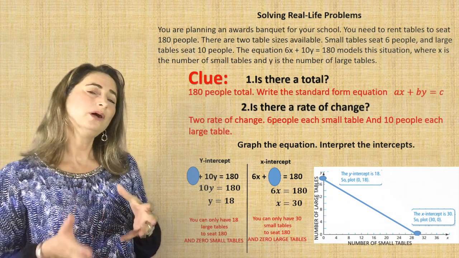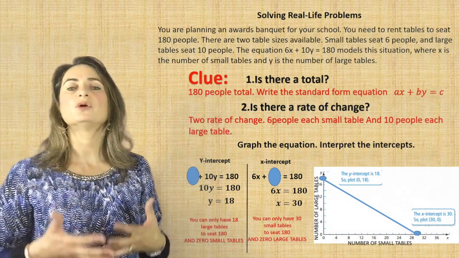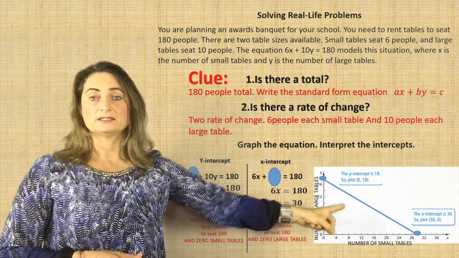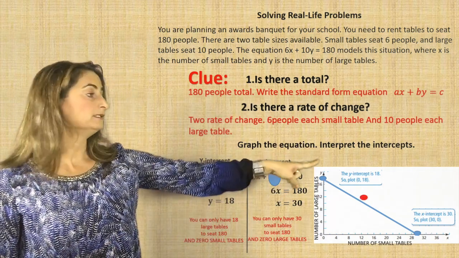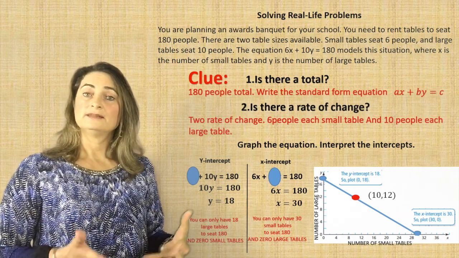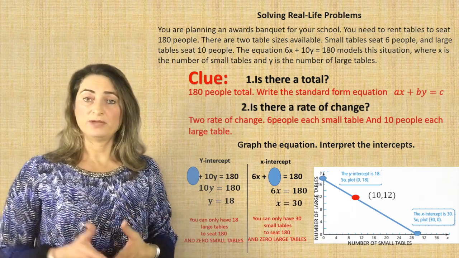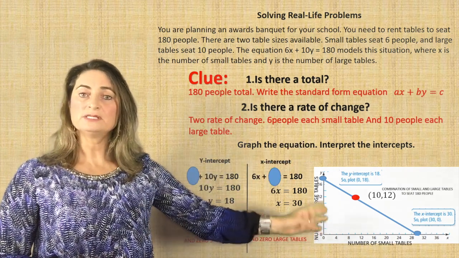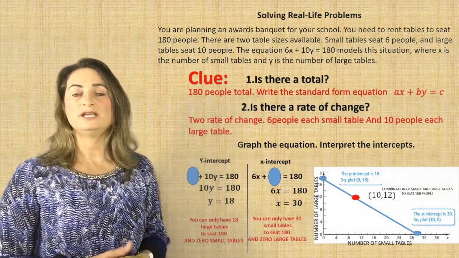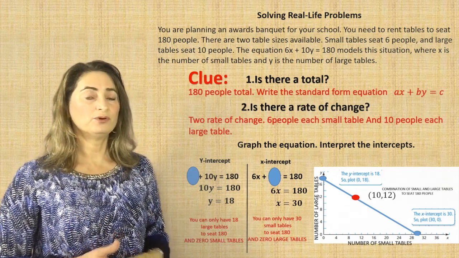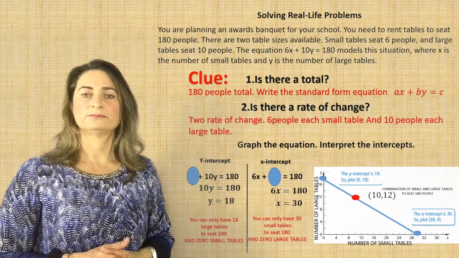Now, what if you need a combination of small and large tables? Then you use any dot on that line. So I will put one dot, the red one, at 10, 12, which means that's a combination of small and large tables. You need 10 small tables and 12 large tables to seat 180 people. That's a combination of both. You can come up with any of them.